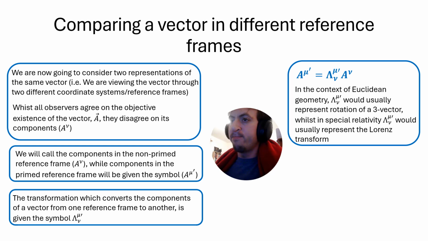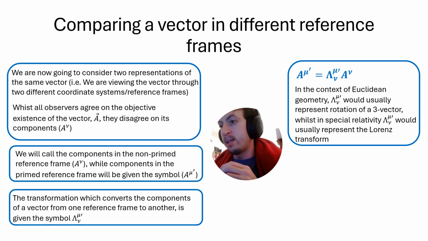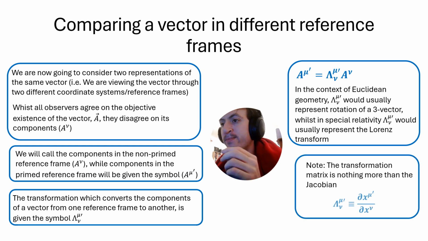Those things are very specific. Flat Euclidean space and the space-time of special relativity are both flat, and therefore it's easy to come up with very concrete examples for this transformation matrix. It's harder if the surface is curved, and so I'll give a more general way of thinking about this transformation matrix. The transformation matrix is nothing but the Jacobian.